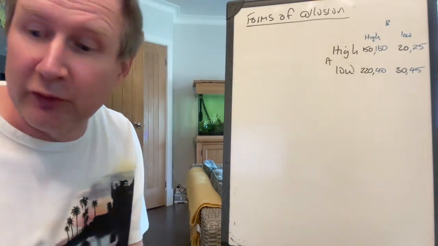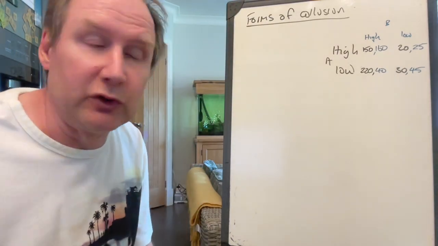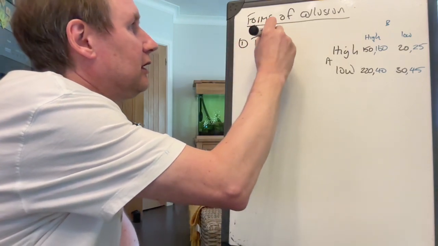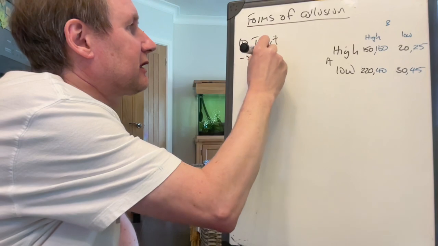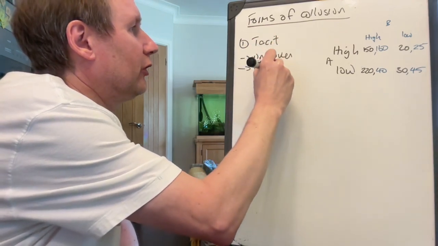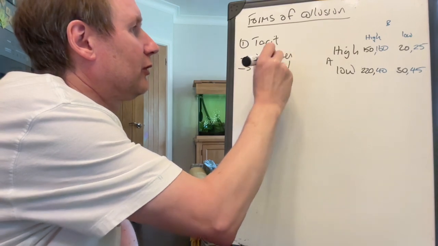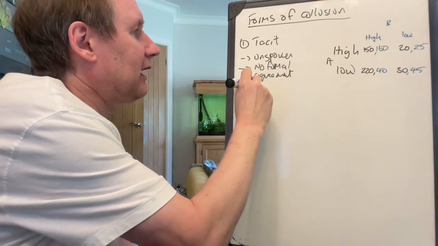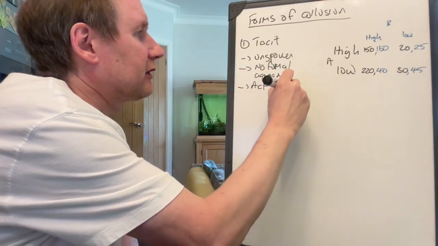So, how is it that firms collude? We said that there are two broad types. One is tacit collusion. Tacit literally means silent or unspoken. So there's no formal agreement between the firms. What they do is they act in one another's interests.